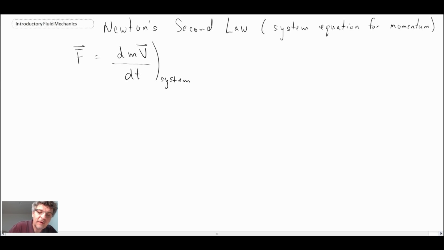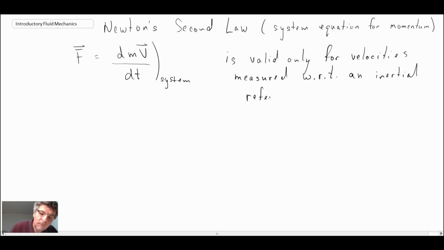So when we look at Newton's second law, what we see is that it is valid only for velocities measured with respect to an inertial reference frame. And so with that, we have to do a little bit of a correction to our momentum equation. And that's what we're going to take a look at now. We're going to begin by writing out Newton's second law in an inertial reference frame.